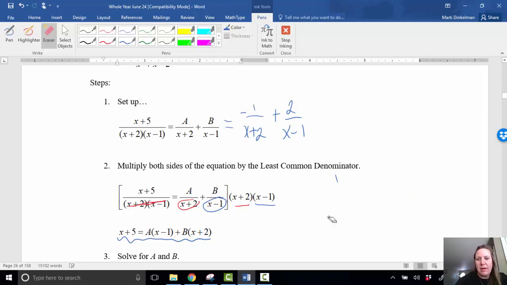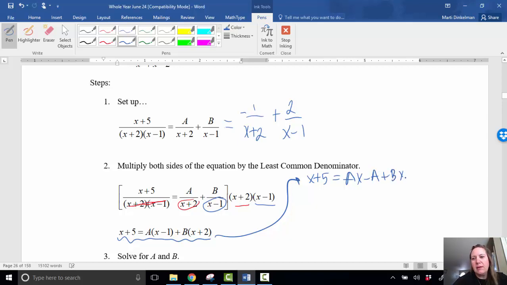Okay, so what I called option 1 in the notes here, again, I'm going to go straight from here, is to actually simplify what's going on here on both left and right side. Left is really already simplified, so I'm just going to call that x plus 5. And then I'm going to distribute the A, so Ax minus A, and distribute the B, so Bx plus 2B.